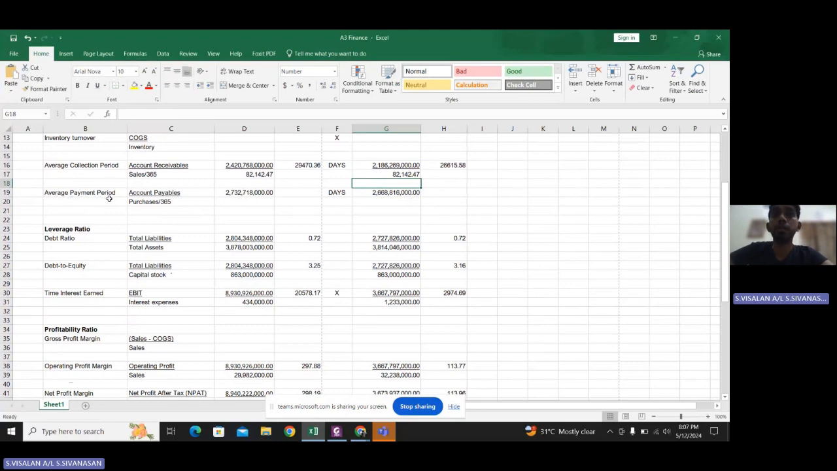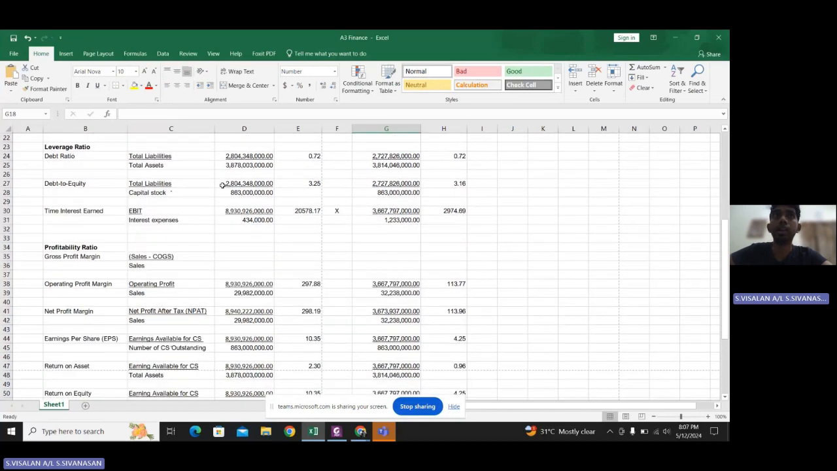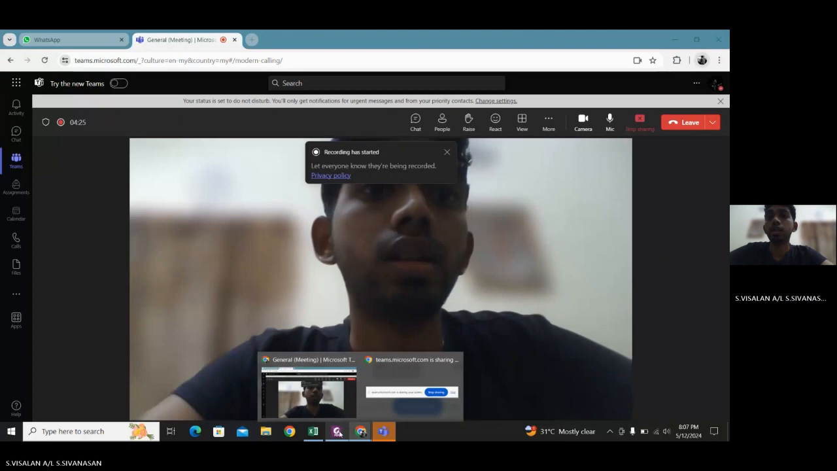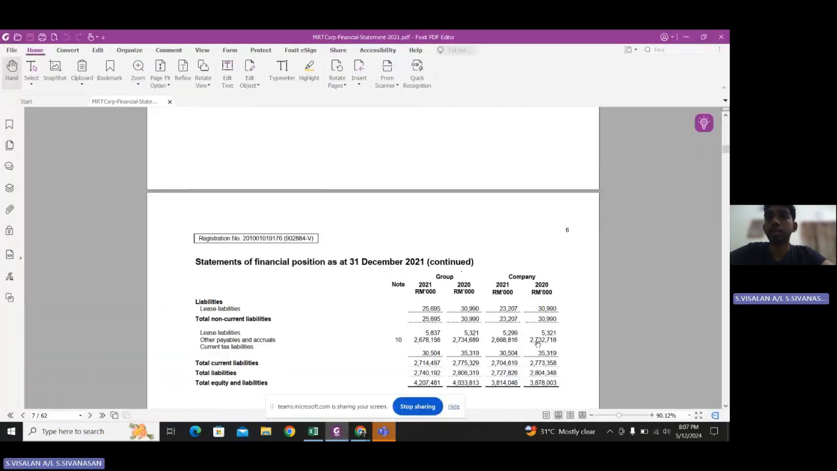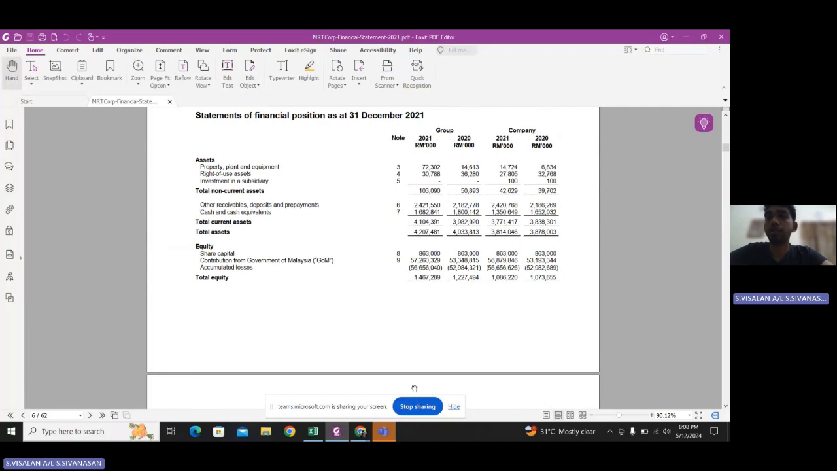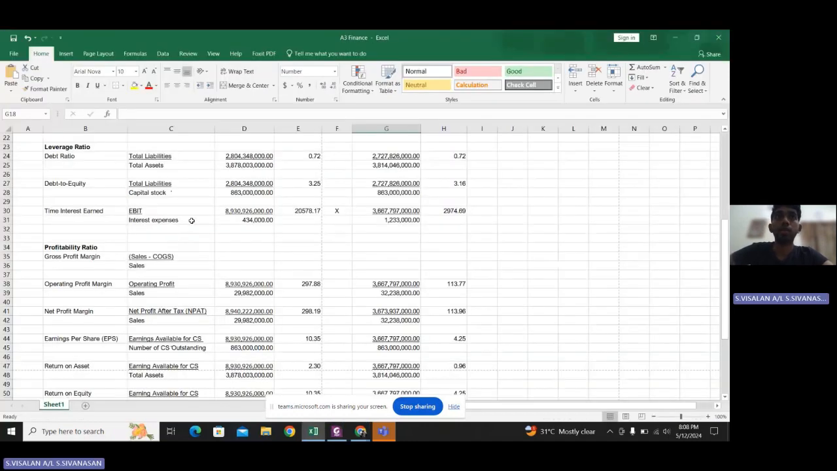Average payment period is accounts payable divided by purchases over 365. In this case, we still don't have any information on purchases, so we just keep it. Come to leverage ratios. For the debt ratio, we must divide total liabilities by total assets. Here are the total liability and total assets, so we can take the amount from that.